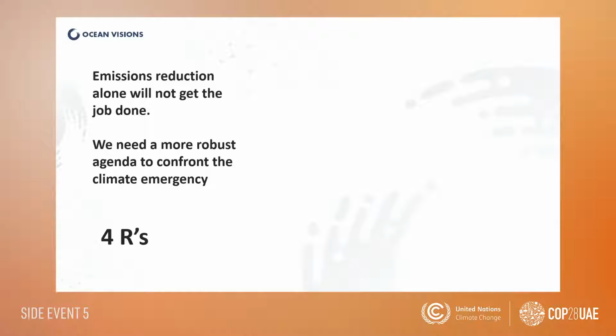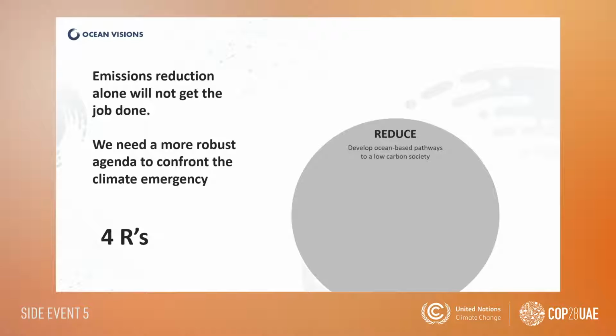So, the reason that we're even talking about carbon dioxide removal here is because, unfortunately, emissions reduction alone will not get the job done to get us where we need to be at a safe climate, especially to avoid some critical Earth systems tipping points. And so we need a more robust agenda to confront the climate emergency.